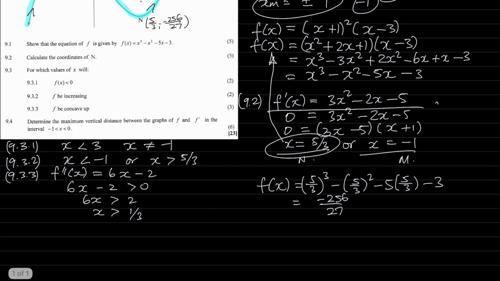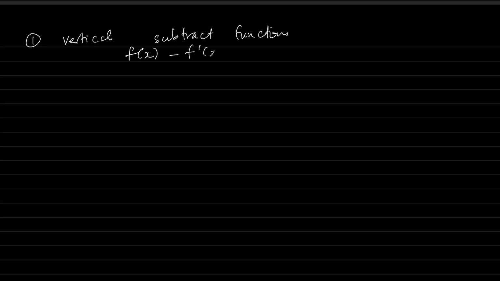Okay, now the last question. Determine the maximum vertical distance between the graphs of f and the derivative of f in the interval x must be between -1 and 0. Now for 6 marks, the most marks in this question, first we need to break it up into sections. Now, first thing, they're talking about vertical distance. And whenever there is a vertical distance question, we must subtract the functions. Okay, so we'll say f of x minus f prime x.